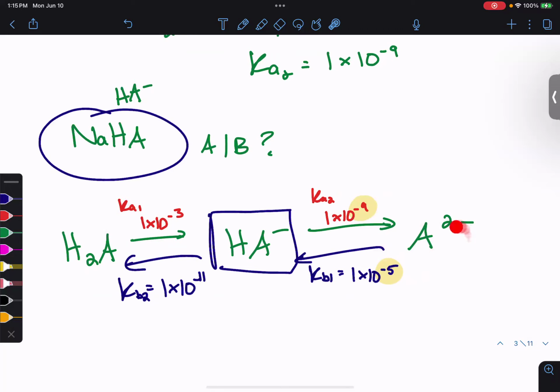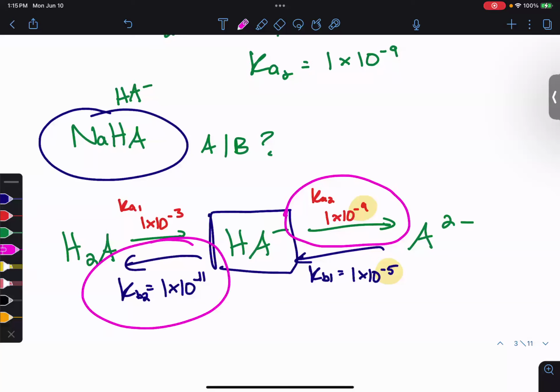If you put A2 minus in water, it's pretty obvious. It's going to be basic because it only has a Kb value pointing away from it. But look at HA minus. It has an acid value and a base value. But notice how I have to choose the correct Kas and Kbs. I'm selecting Ka2 and Kb2 because these are the only arrows pointing away from it where HA minus is a reactant. So based upon these numbers, is HA minus going to act as a base or an acid?